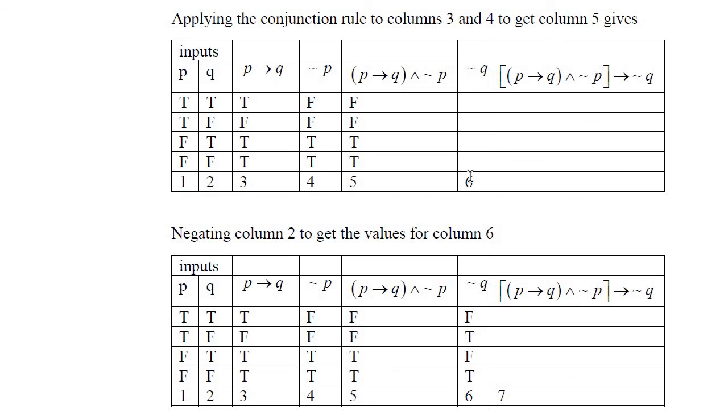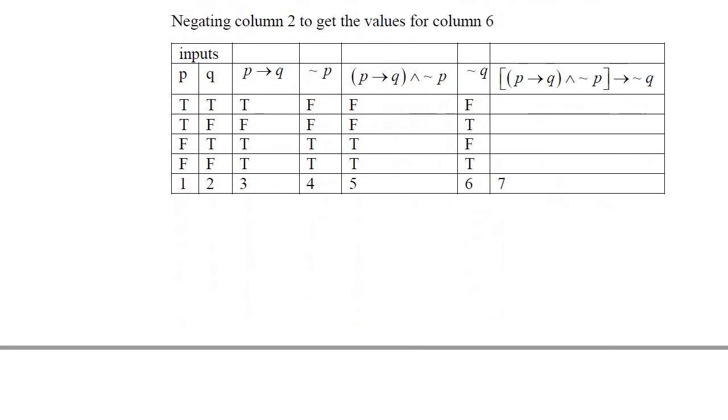I now need to build the truth values for my conclusion. My conclusion is not Q. So I'm going to have to negate my Q column. Negating my Q column, if I negate a true, that gives me a false. If I negate a false, that gives me a true. If I negate a true, that gives me a false. If I negate a false, that gives me a true. So now I've got my ANDing of my hypotheses here, and I've got my conclusion here. I now have to apply my rule for conditional on columns 5 and 6.